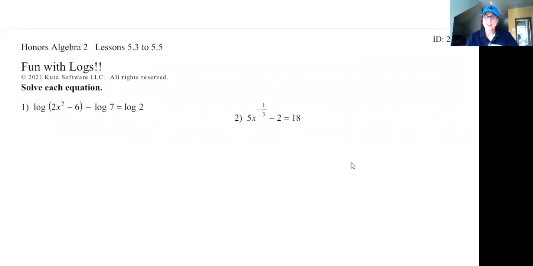Hi, math lovers. Welcome to our review of 5.3 to 5.5, Fun with Logs. We're going to review sections 5.3 through to 5.5. If you have not done these problems yet, you should do them.